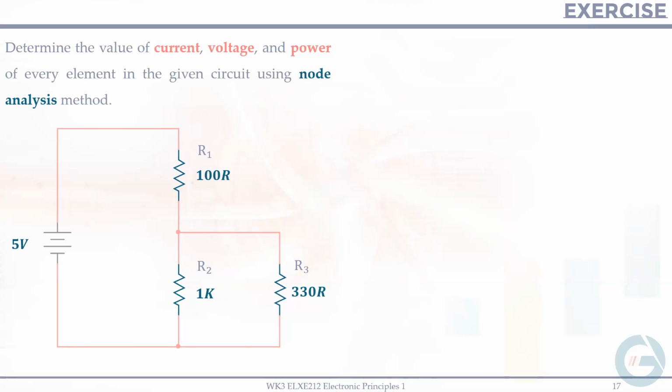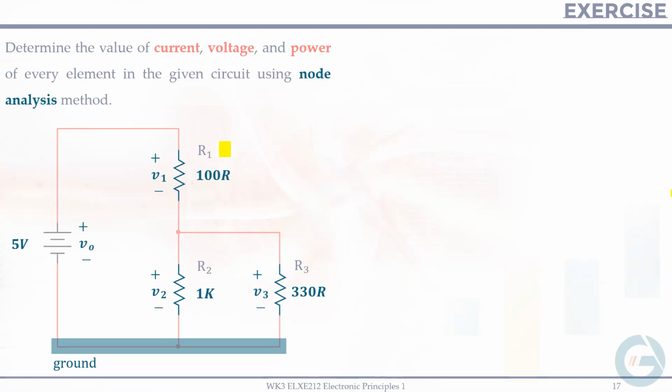So let's review the steps to set up the circuit. First is to select the ground node. Then with respect to that ground, we label the voltages. We have VO, V1, V2, and V3. And the next step is what? Of course, the current flow. Current is going into the positive terminals, right?